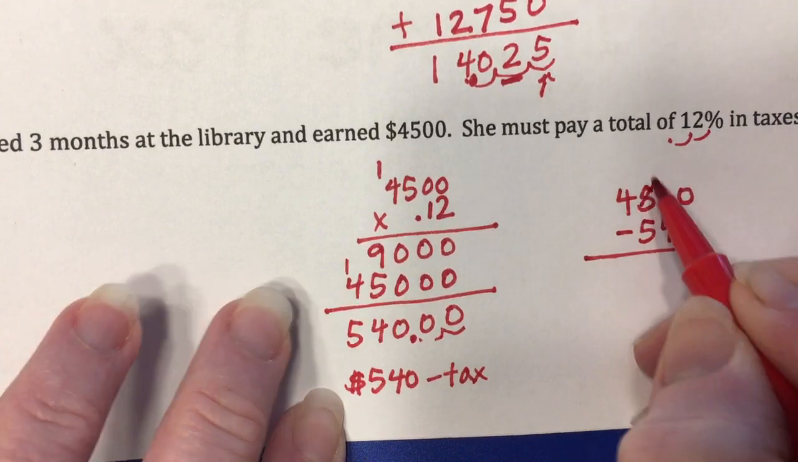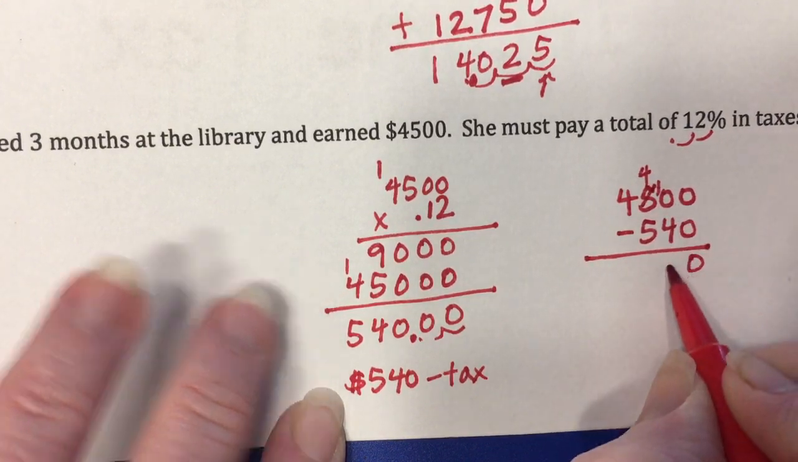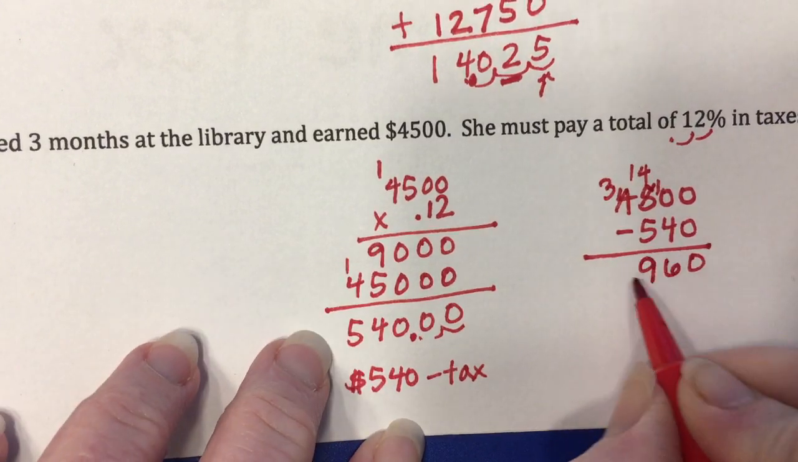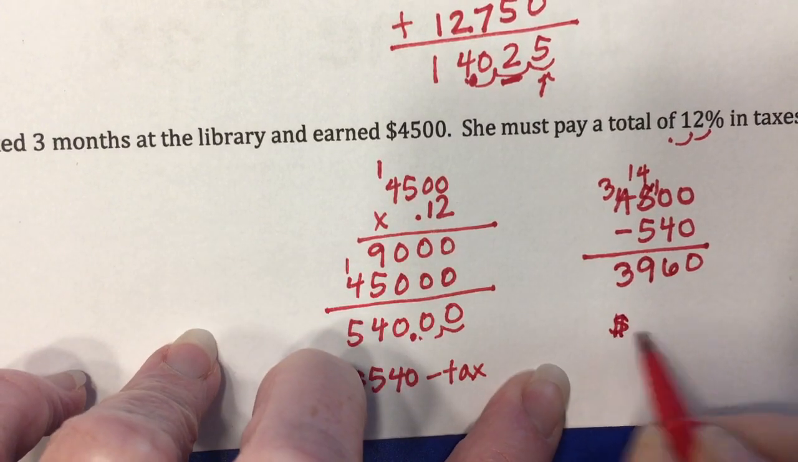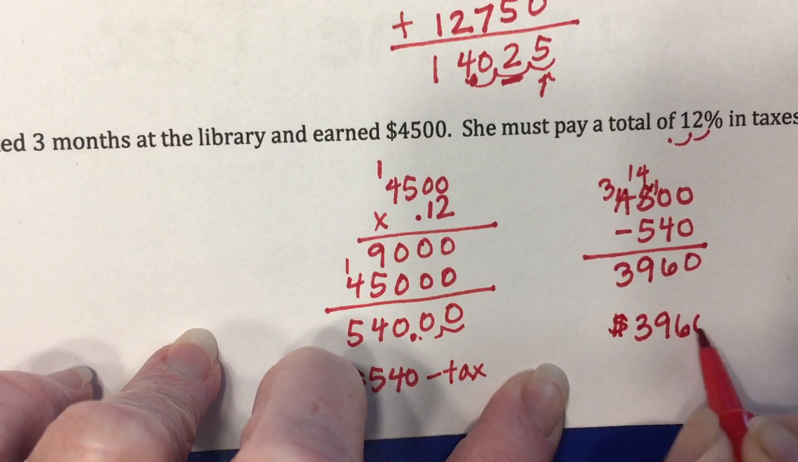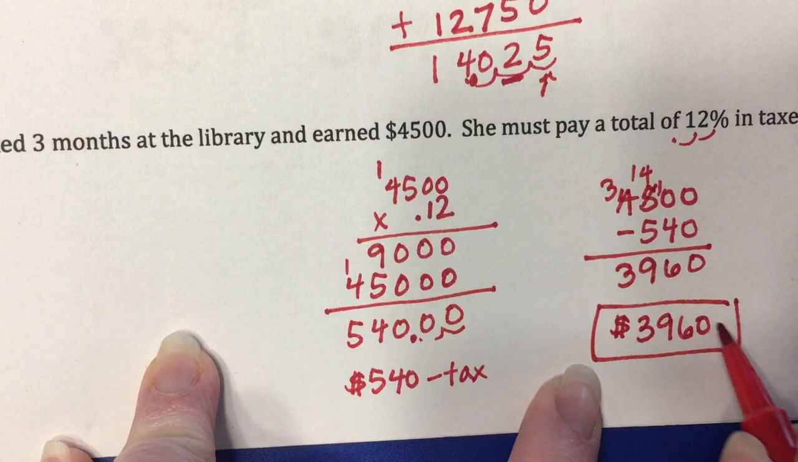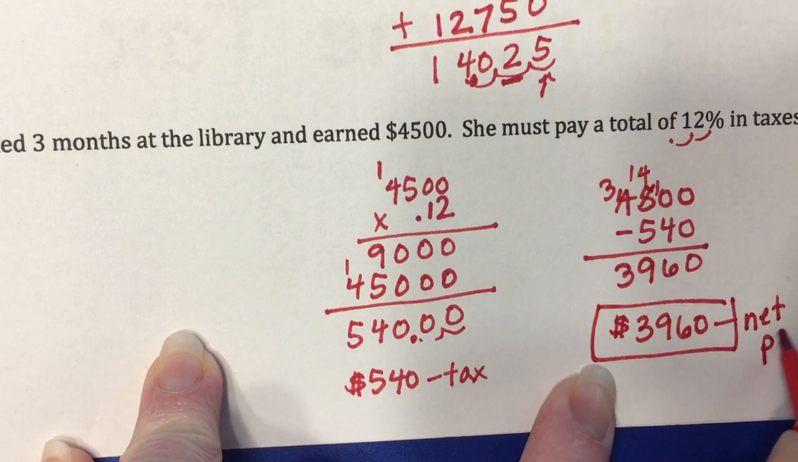That's 0. I have to borrow. 10 minus 4 is 6. Borrow. 14 minus 5 is 9, and 3. All right, so $3,960 is what her net pay is. This is what she actually gets to take home with her.